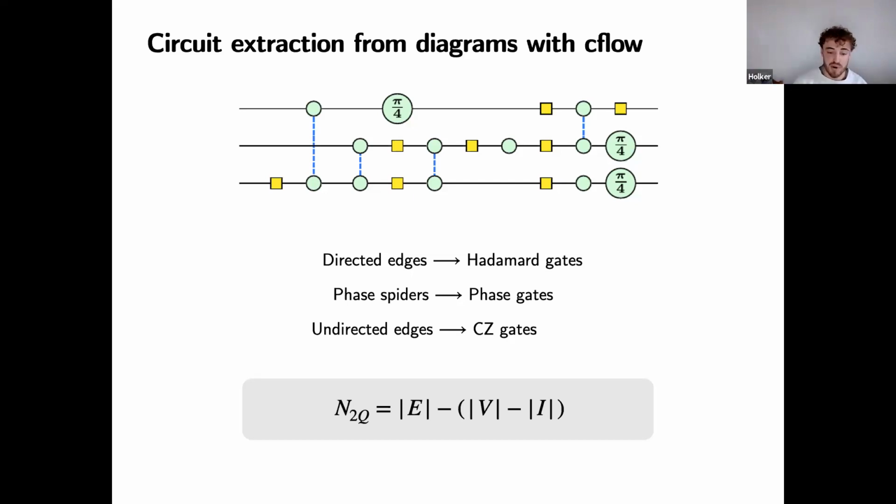So this means that we can directly calculate the number of 2-qubit gates from the diagram without having to think about the extraction algorithm. If it has gFlow, this is not directly possible, it's difficult, as the algorithm is more complex and you can't directly work it out. So causal flow gives you direct visibility of the circuit purely from the graph-like ZX diagram.